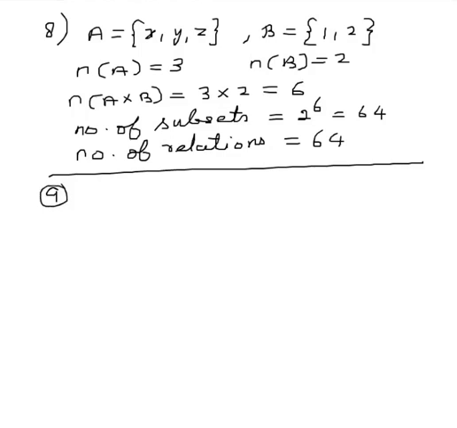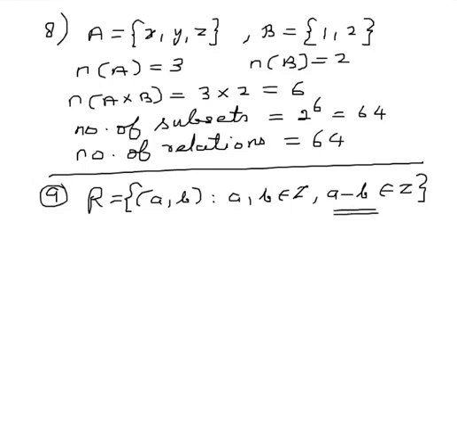Question 9. R be the relation on Z defined by R is equal to set of all a comma b such that a and b both belong to Z and a minus b is an integer. Find domain and range. If you take any two integers, the difference is also an integer. So all possible combinations of integers will be there in this set. It is an infinite set.